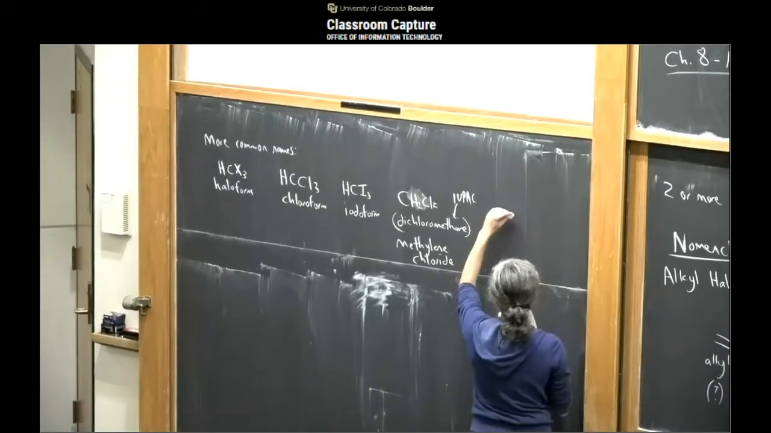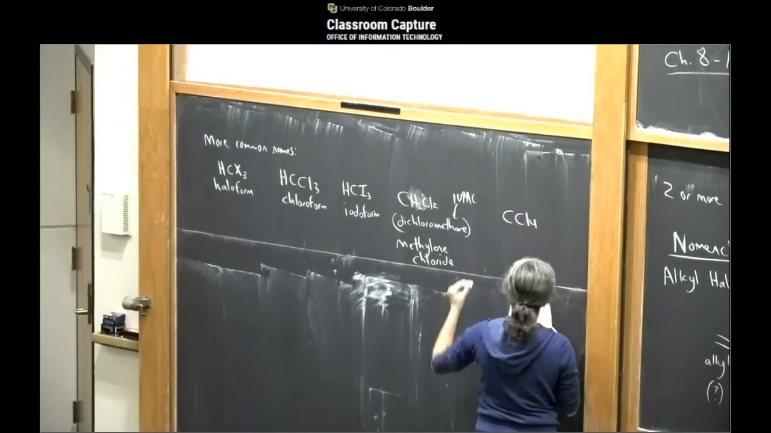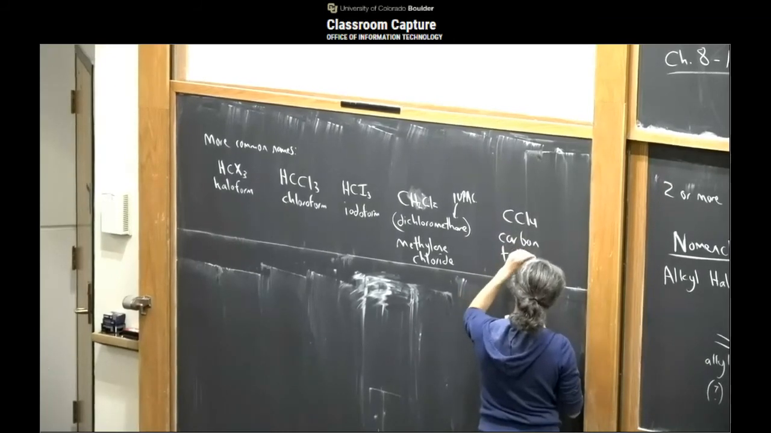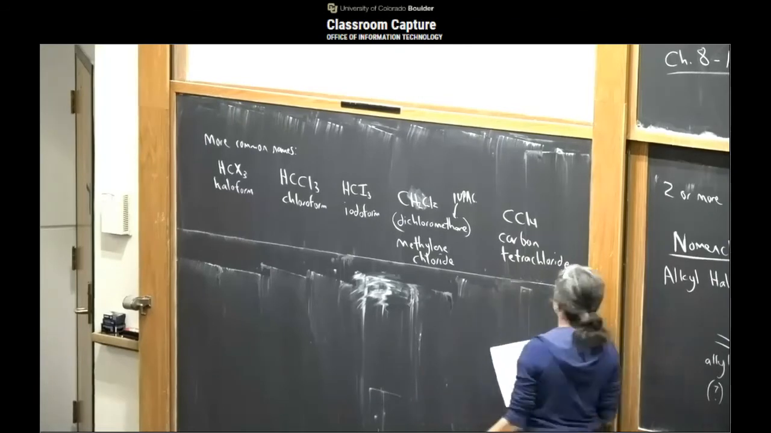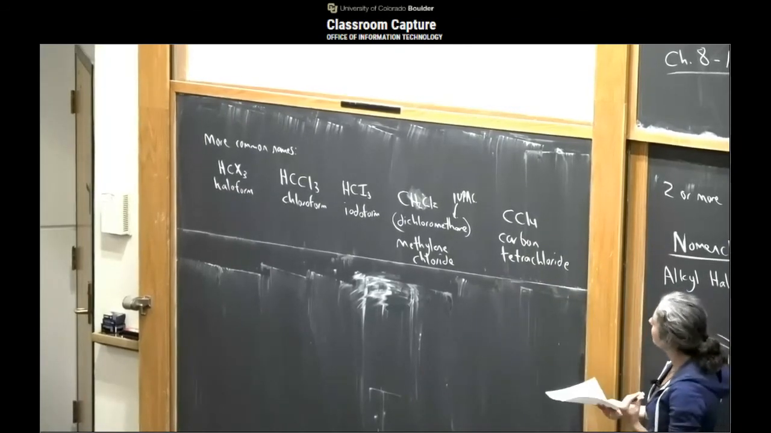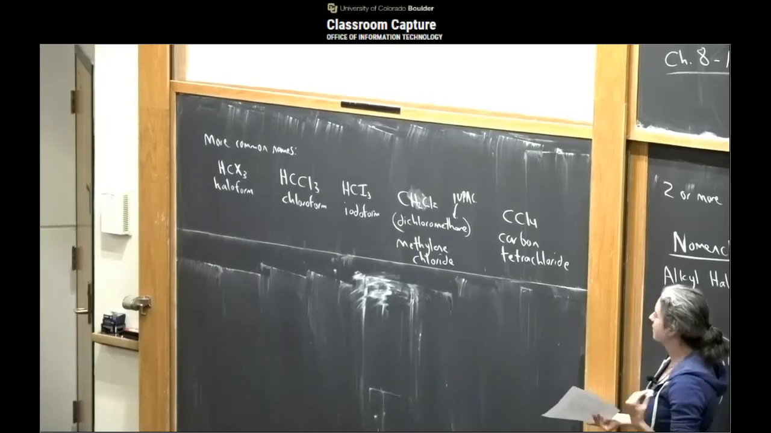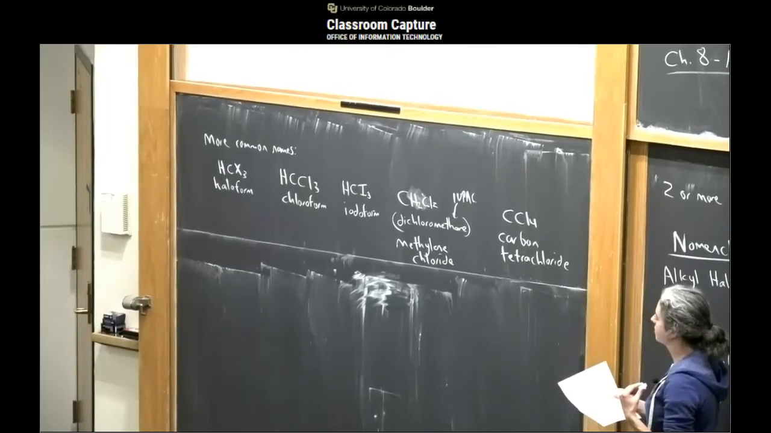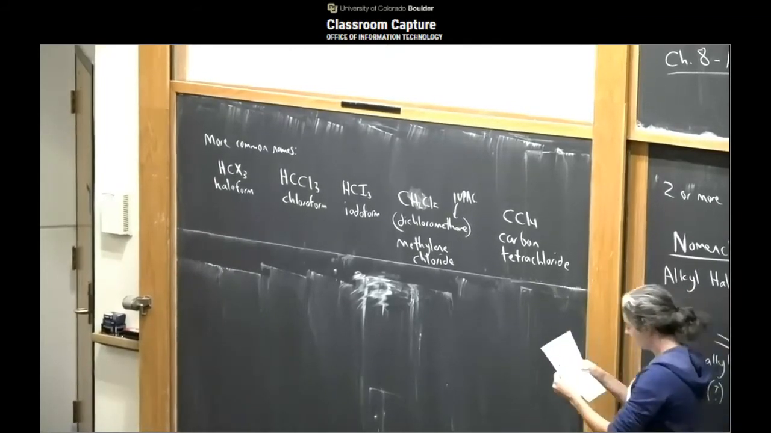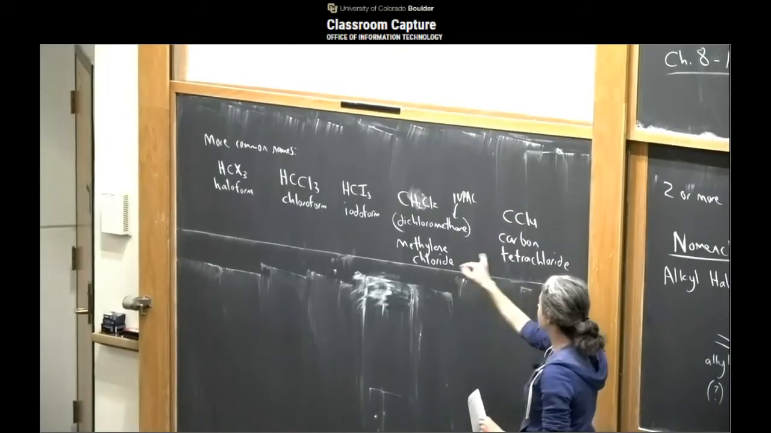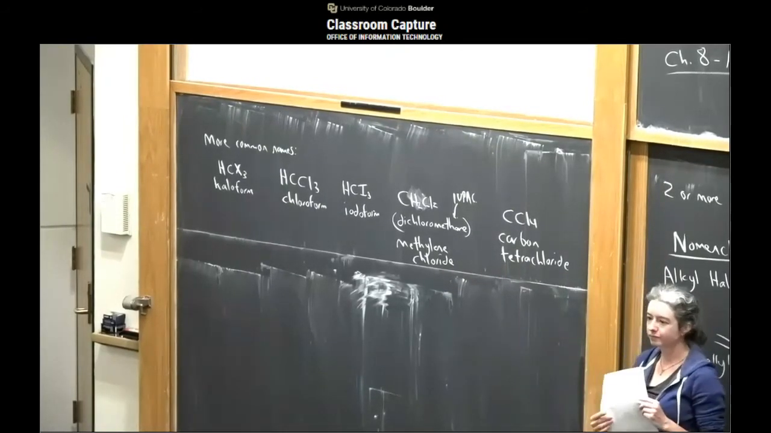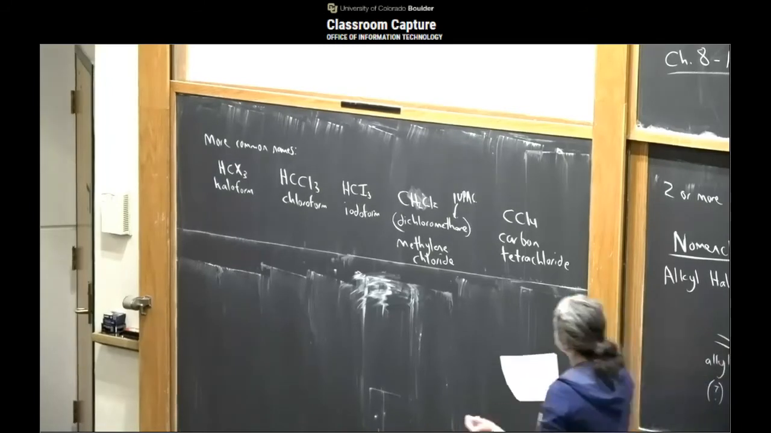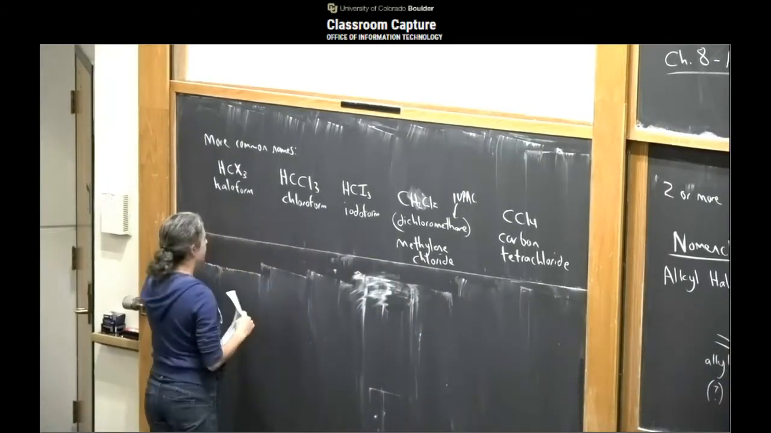Okay, and then one more that I really hope you haven't used as a solvent ever, because it's not great for you, is carbon tetrachloride. Turns out it is actually a really good solvent for some reactions, but to be avoided if you possibly can. I think it's either carcinogenic or just very toxic. So any questions about the common names for these ones? Cool.